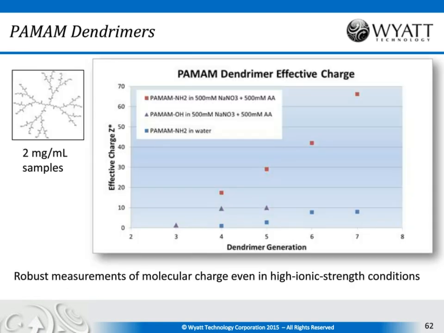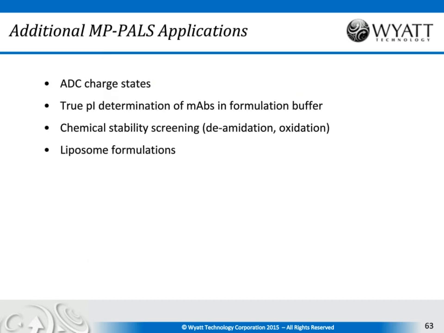Another example is the PAMAM dendrimer, and it's measured in very high ionic strength conditions, hundreds of millimolars of salt, and despite the high charge, the molecular charge, as it changes with dendrimer generation, comes out very clearly. So additional applications of MP-PALS, including charge states of antibody-drug conjugates, true pI determination of monoclonal antibodies, chemical stability screening, so if there's some deamidation or oxidation which is changing the charge state, that can be assessed, as well as formulation of liposomes and other types of drug delivery nanoparticles.